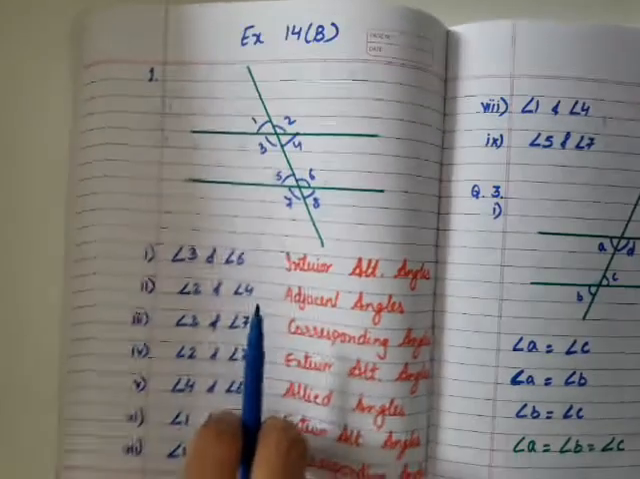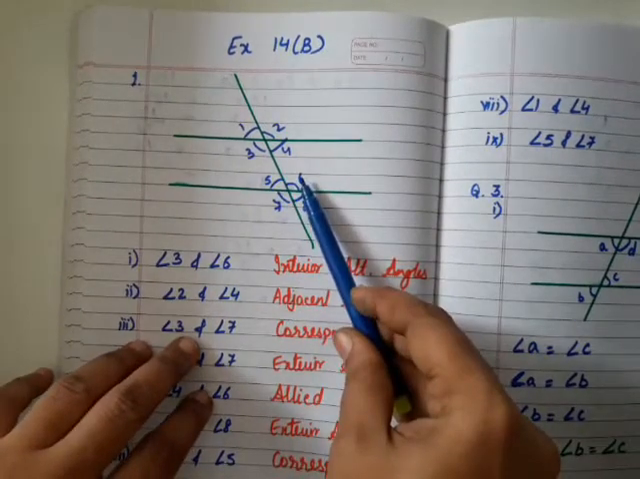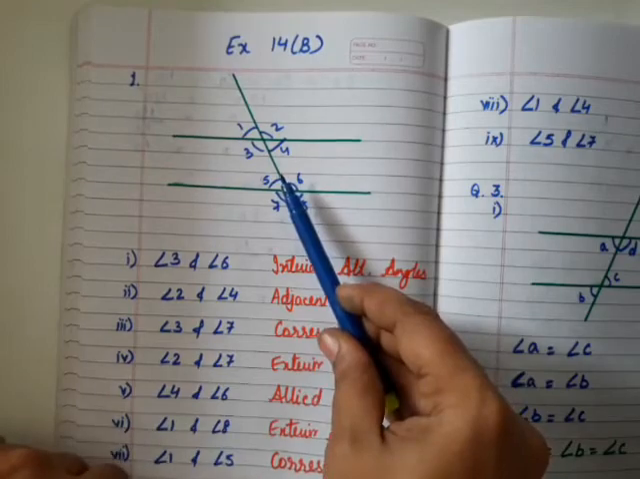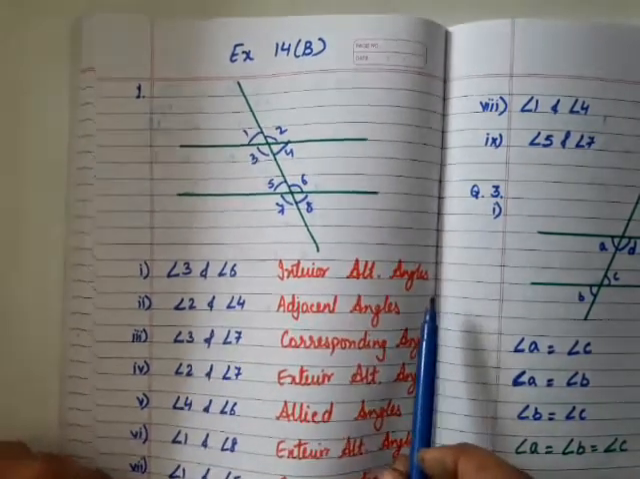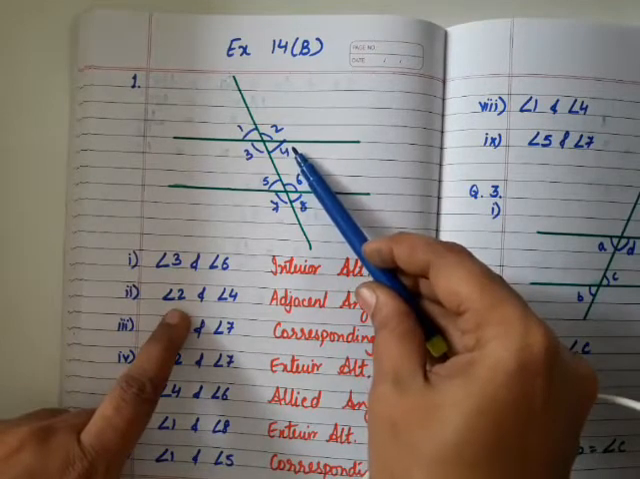So the very first one is 3 and 6. So 3 and 6, they are on the inner side of the lines and they are in the alternate position. So the name of the angles is interior alternate angles. Next one, 2 and 4. 2 and 4, they are the adjacent angles.